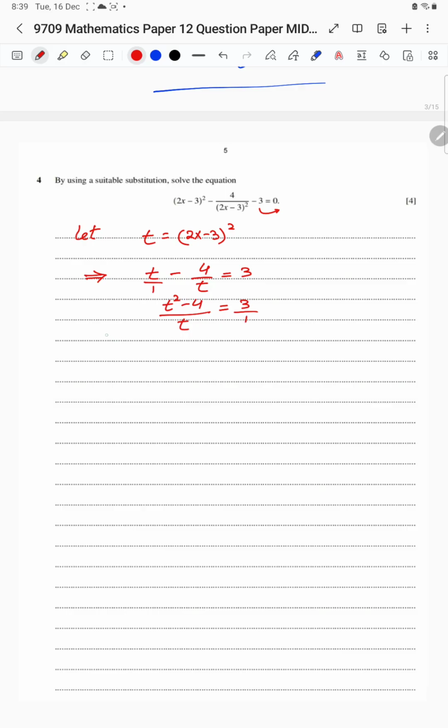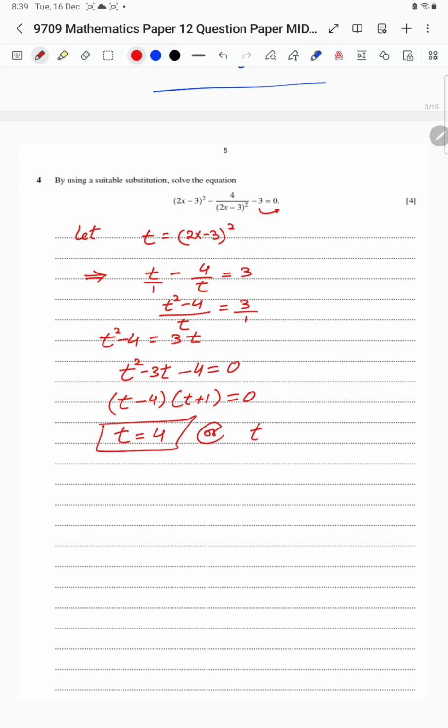Cross multiplication, we get t squared minus 4 is equal to 3t. So t squared minus 3t minus 4 equal to 0. We have (t minus 4)(t plus 1). We have two values of it. So t can be 4 or t can be minus 1. Now resubstitute the value of t back into this. We will see what the solution comes to.